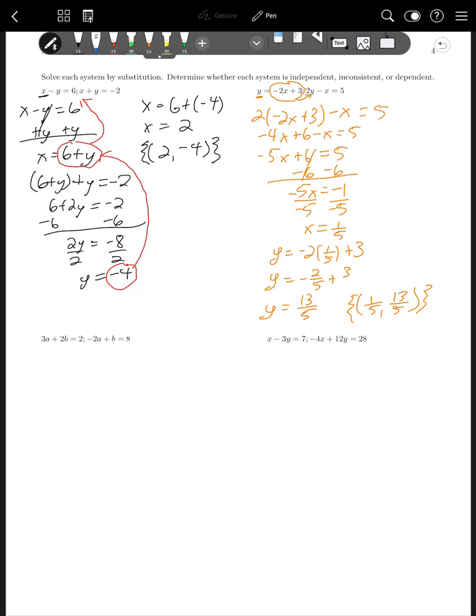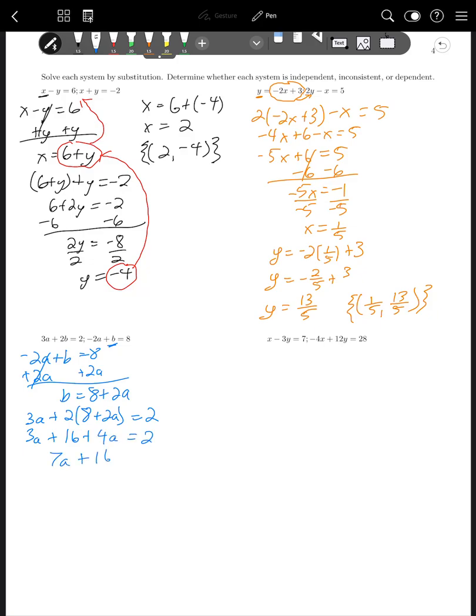For the third one, the easiest variable to solve for is this b in the second equation. So we take negative 2a plus b equals 8, add 2a to both sides. So b equals 8 plus 2a. Now substitute into the first equation, so 3a plus 2 times 8 plus 2a equals 2. Distribute. Combine like terms. Get the variables on one side by themselves. And then divide to get a by itself. So a is negative 2.